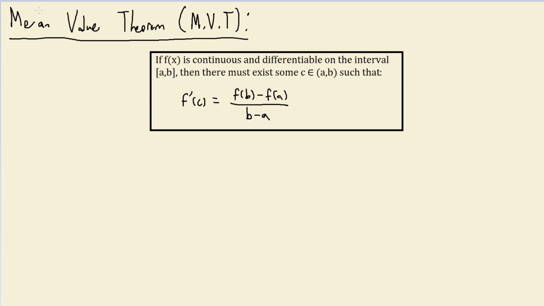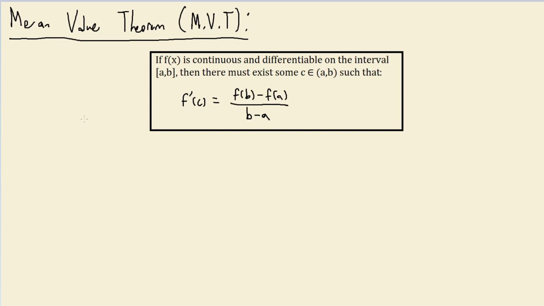In the last video, we left off talking about the mean value theorem, which we can abbreviate as MVT from here on out. What the mean value theorem told us is that if f of x is continuous and differentiable on some interval from a to b, then there must exist some value of c on that interval from a to b such that the derivative of the function f at that point c is equal to the average rate of change of the function over the entire interval.